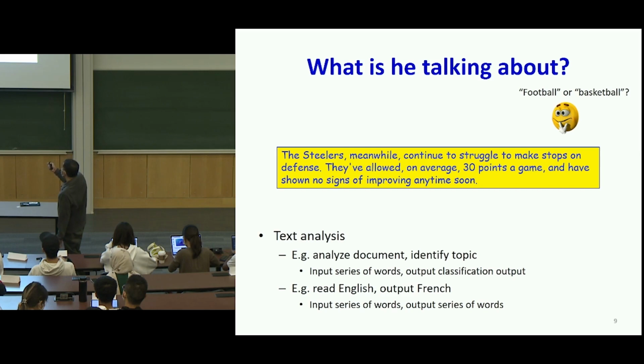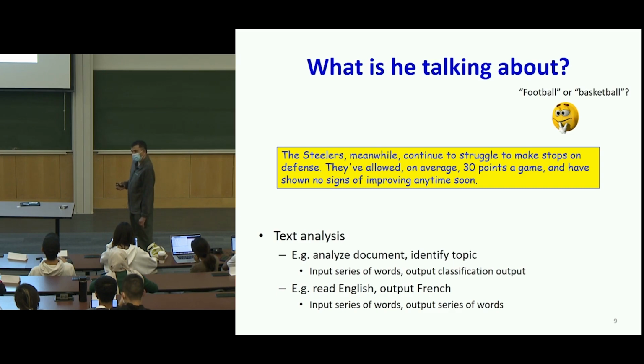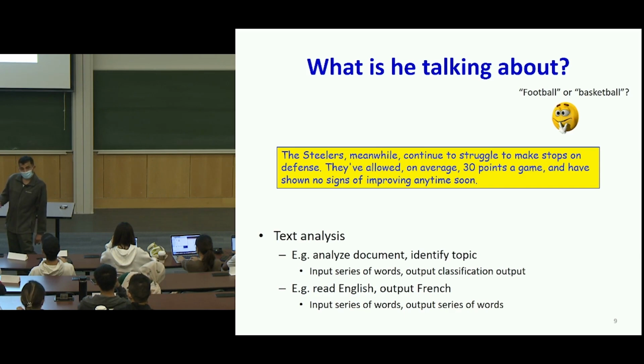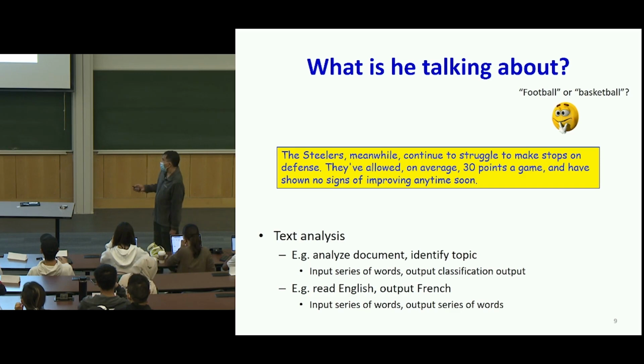So here's the problem. You want to analyze the entire sequence, and only when you get to the end, or somewhere in the middle, you don't really know where, will you know what the game is about. If it were not Steelers, but some other random name, you'd have to figure out how many points were being discussed. What is the duration of the game? There are hints about what kind of game is being discussed, but you cannot really make that analysis until you get to the end. Similarly, text analysis.